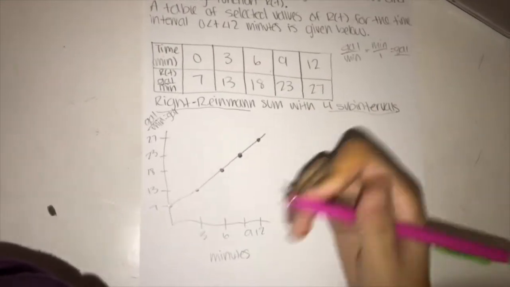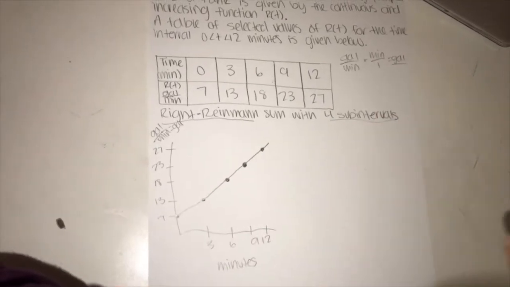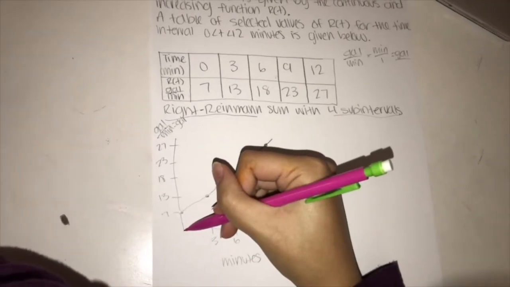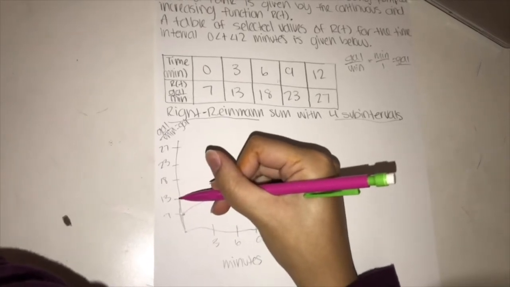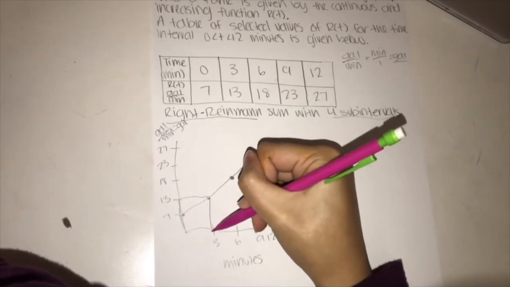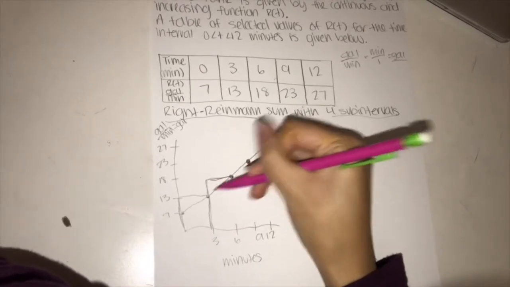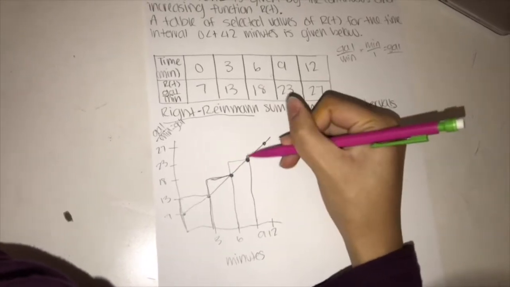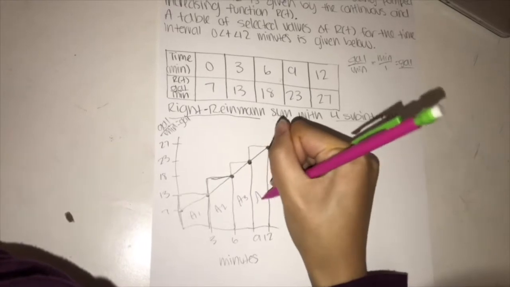All right, now let's try doing the right Riemann sum. Here we can try making 4 subintervals by going this and this. See, we're going the right way, and then you can see a pattern right here: 6, and then all the way to 9, and then right here. See, we have area 1, area 2, area 3, and area 4.